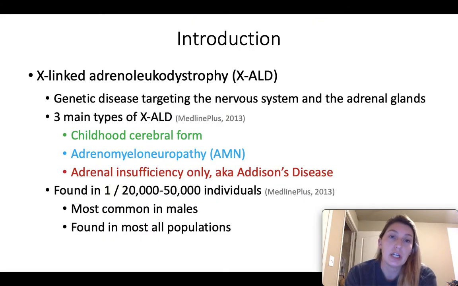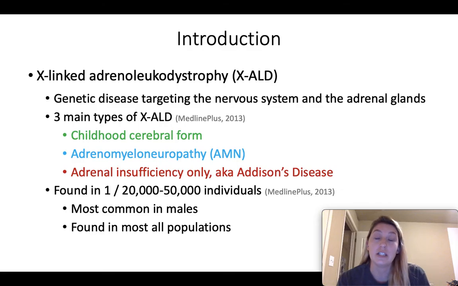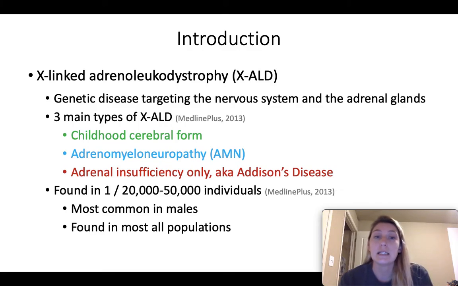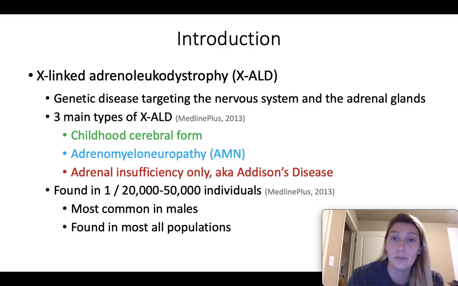So a brief introduction: X-linked adrenoleukodystrophy, XALD, is a genetic disease that specifically targets the nervous system and the adrenal glands. There are three main types of XALD: the cerebral childhood form, adrenomyeloneuropathy, which is abbreviated AMN, and adrenal insufficiency only, which is also known as Addison's disease. I'll hereby be referring to X-linked adrenoleukodystrophy as XALD.